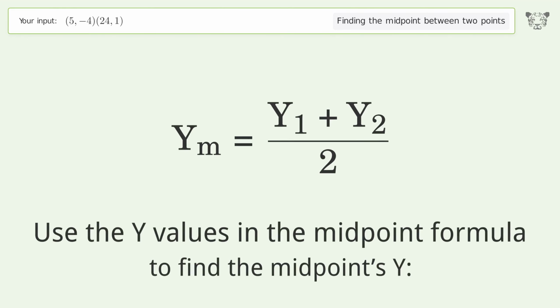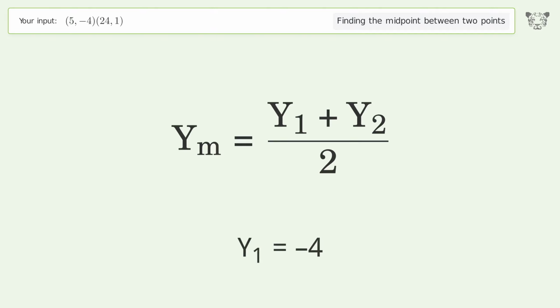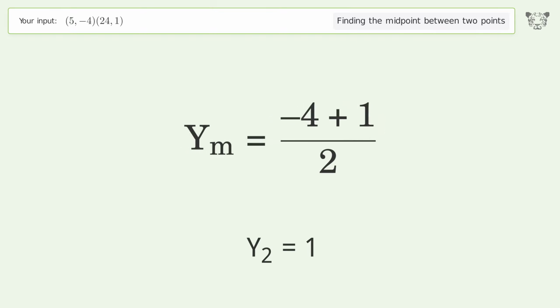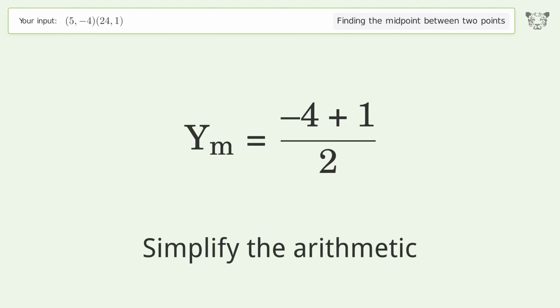Use the y values in the midpoint formula to find the midpoint's y. y1 equals negative 4. y2 equals 1. Simplify the arithmetic.